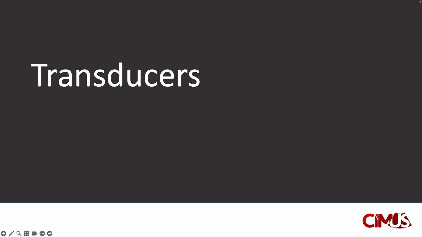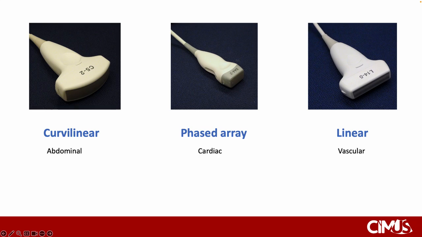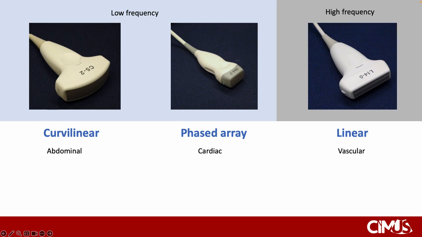Now that you know how an image is generated, let's talk a little bit about the different types of transducers that you may encounter. These three are the most commonly used transducers in POCUS. They're respectively called the curvilinear array, the phased array, and the linear array. They're also sometimes referred to as the abdominal probe, the cardiac probe, and vascular probe. What's important to know is that both the curvilinear and the phased array transducers are low-frequency transducers, while the linear array is a high-frequency transducer.